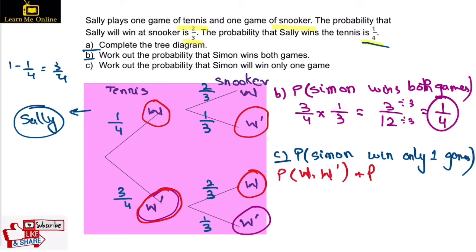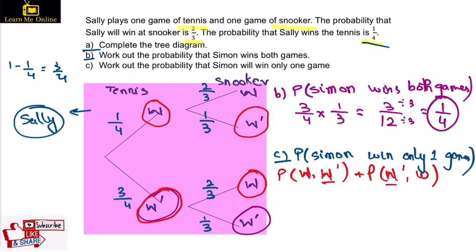Then the next one would be lose and the win. So I say that W dash is representing the lose, and there would be a win here. In other words, how we're going to read it: Simon has to win one game, so when Sally is losing the games, it means Simon is winning those games. Okay, we're going to write it down now.